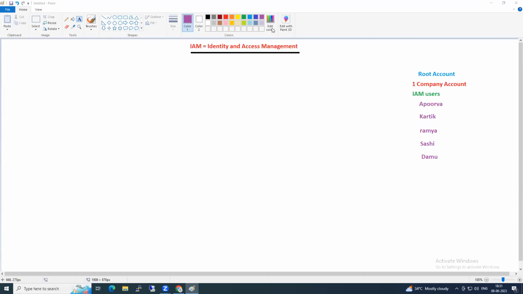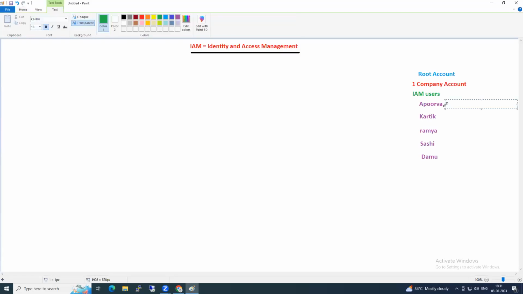Now, for Apurva, let's say he has logged into my account. I have created an Apurva IAM user and he has logged into my account. I need to give permissions to him. What kind of services will we give permissions to for Apurva? EC2. Okay, so Apurva can log into my account and access only EC2. So we can set permissions.